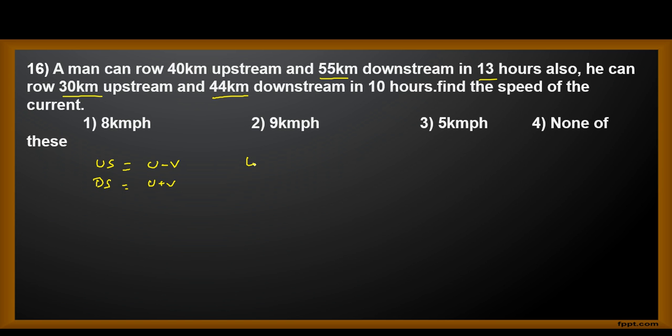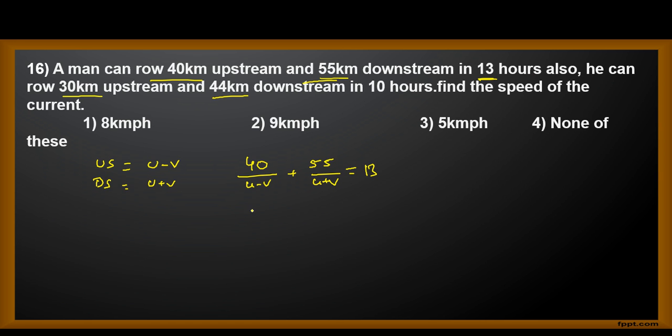Now, 40 by upstream speed, that is U minus V, plus 55 by U plus V, equals 13. This is what is given. Time taken for him is 13 hours, so upstream and downstream time is equal to 13.